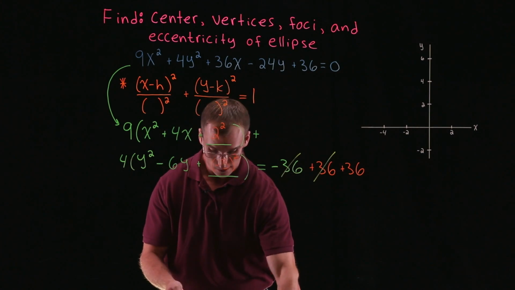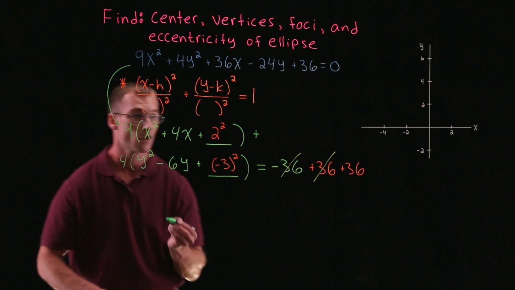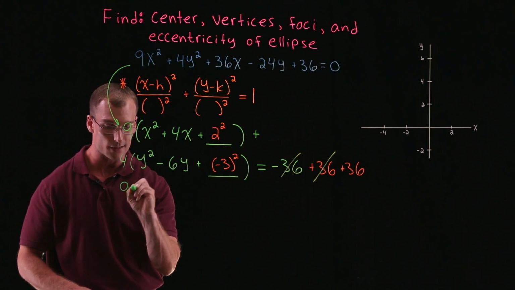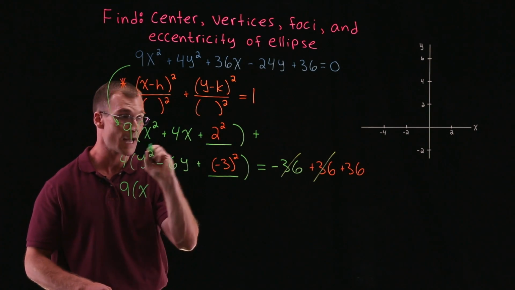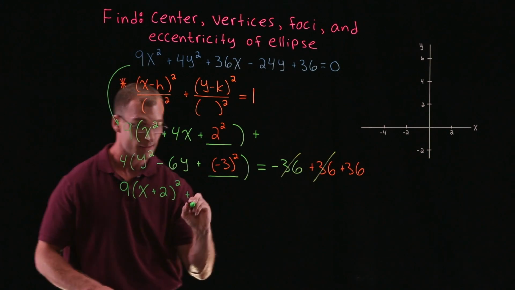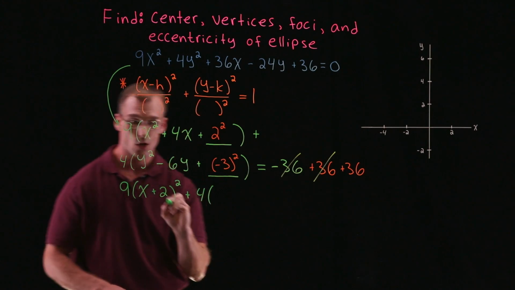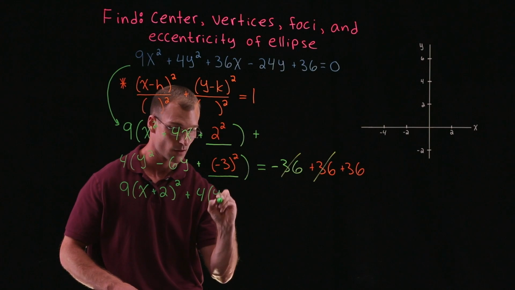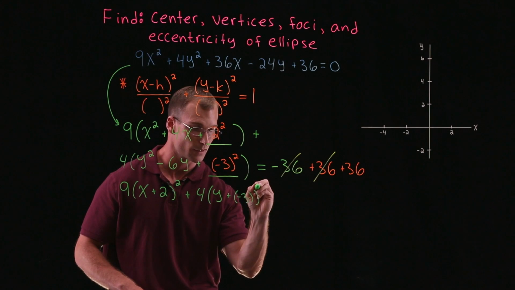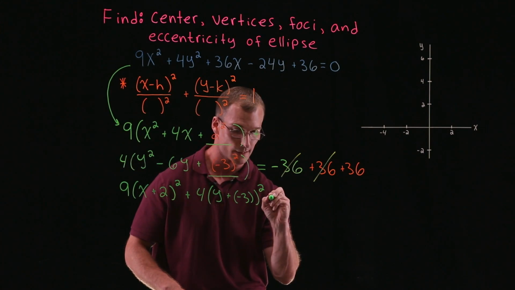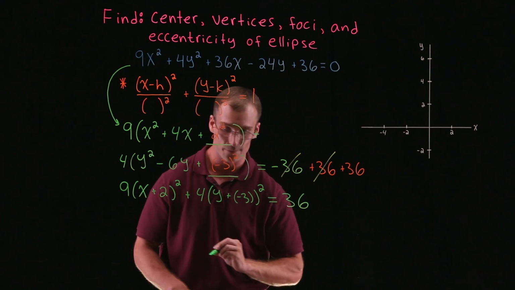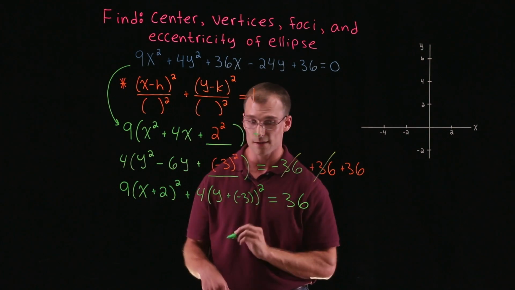And now we'll try and clean up the left-hand side a little bit. With completing this square, we can write at least this first part as 9 times the quantity x plus 2 squared, plus 4 times the quantity y plus negative 3, technically, squared. And we'll clean that a little bit more in a second. And that's equal to positive 36. Okay, so we're getting there.